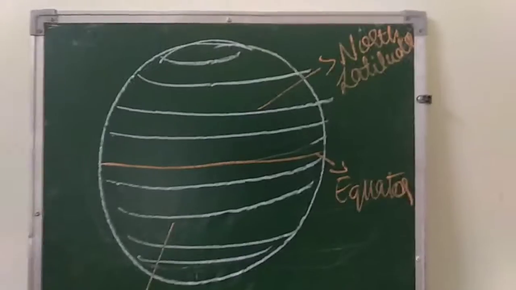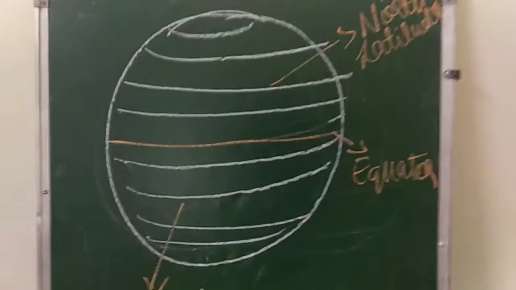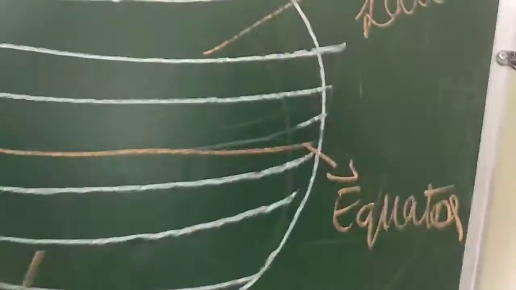We all know that 90 parallels are there in the northern hemisphere and 90 are there in the southern hemisphere. So like this, when we include the equator, the total number of parallels is 181, right?